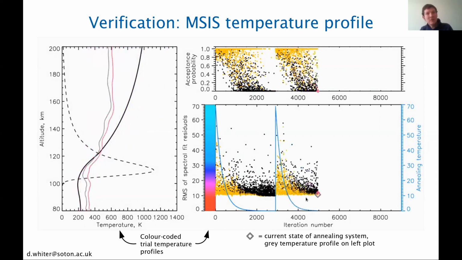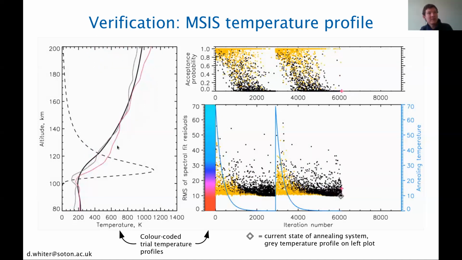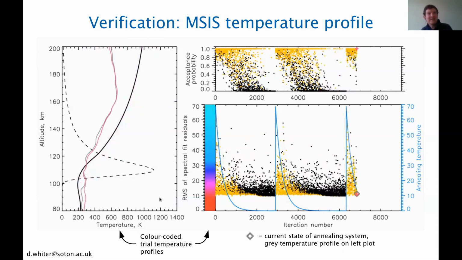And as you see, when we get near to the end of one of these runs, this grey profile starts following the true profile pretty well. That one was especially good. So as the annealing system cools, this profile gets nudged towards the profile we want to achieve.